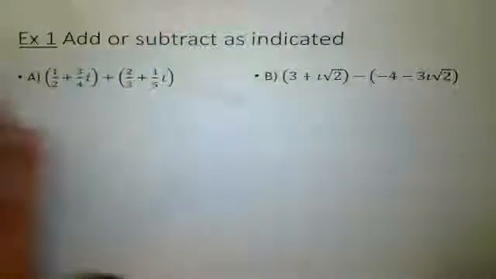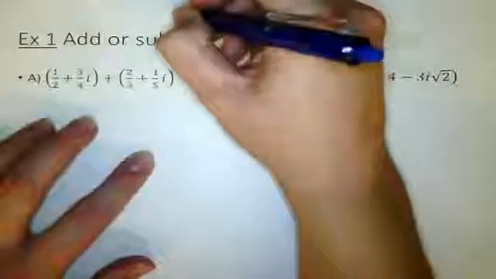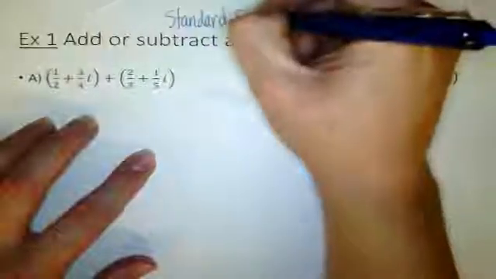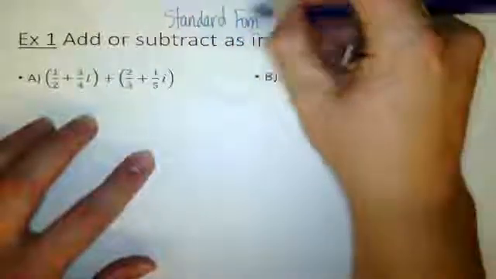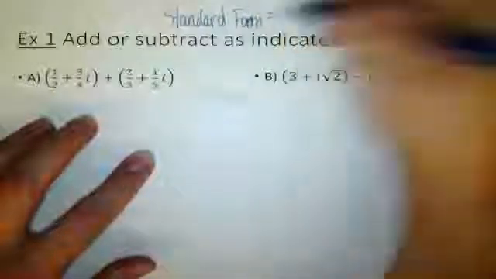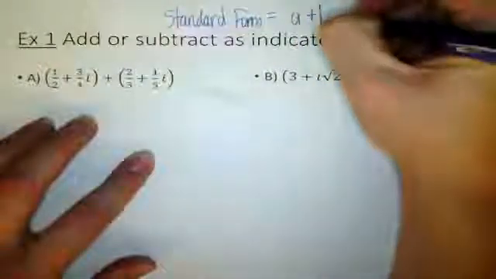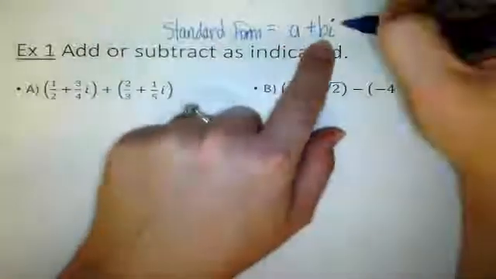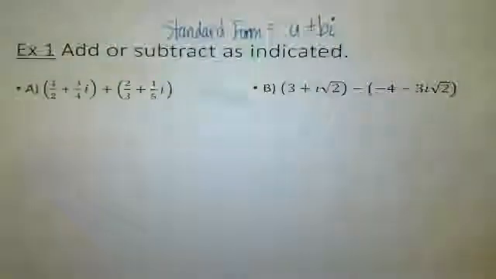They might say write your answer in standard form. So I'm going to write down what standard form is. Standard form is a plus bi, where a is a real number, and then bi is the imaginary portion of it. So that's standard form of a complex number, the real part plus the imaginary part.